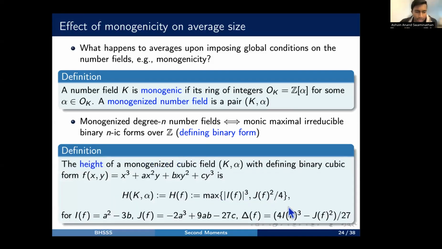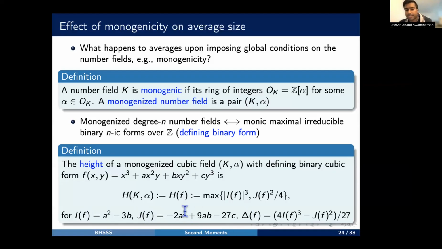Okay. So now if we want to talk about the statistics of these fields, we should put a height function on them. In the case of a monogenized cubic field with a defining binary form given by x cubed plus a x squared y plus b x y squared plus c y cubed, we have a natural height function, which is just the maximum of two polynomials, I of f cubed and J of f squared divided by 4. So I of f is a quadratic polynomial in the coefficients, J of f is a cubic polynomial.